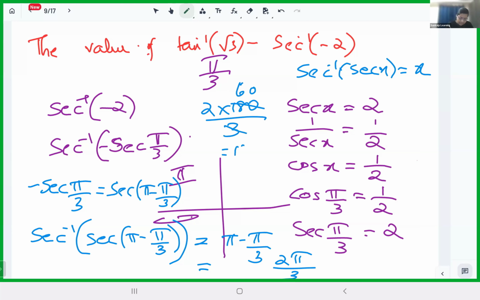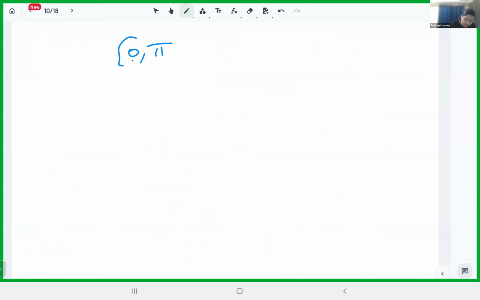And what is the principal value branch of sec inverse? Sec is the reciprocal of cos. So it is the closed interval 0 to pi minus the set pi by 2. And this is 120, isn't it? 120 belongs to this one. So it lies between 0 and 180. So 120 belongs to that, that is, 2 pi by 3 belongs to this interval.